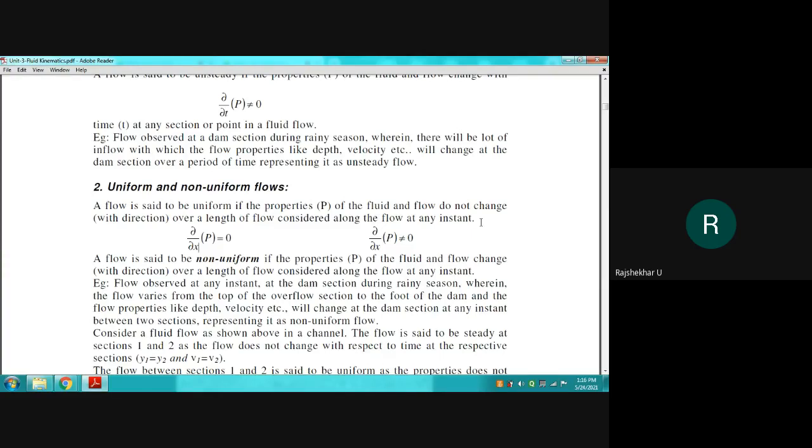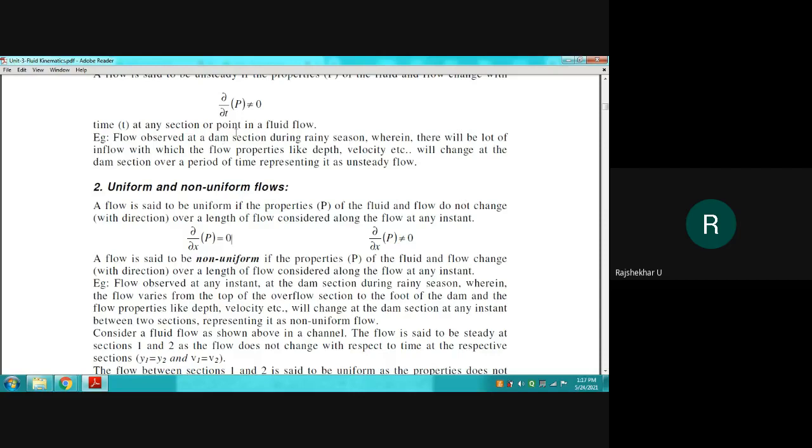So you define, say, 1 meter length in x direction. In that 1 meter length, in the particular x direction, if the properties of the fluid and flow are not changing, that means that is uniform flow. If this condition is not true, then that is automatically non-uniform flow.